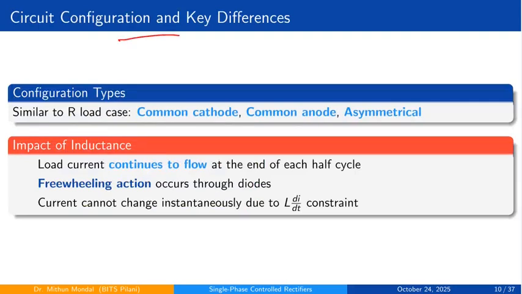Circuit configuration, similar to our earlier load case, you can have common cathode, common anode and asymmetrical mode. So there is an impact of inductance. The load current will continue to flow at the end of each half cycle. When it is a resistive load, the load current will die out as soon as the voltage is turned off. But here, due to the presence of the inductance, the current will continue to flow. There is a freewheeling action through the diodes, and the current cannot change instantly due to the L di/dt constraint. So whenever you have a load comprising inductance, the current will keep on flowing even when the supply voltage is cut off.